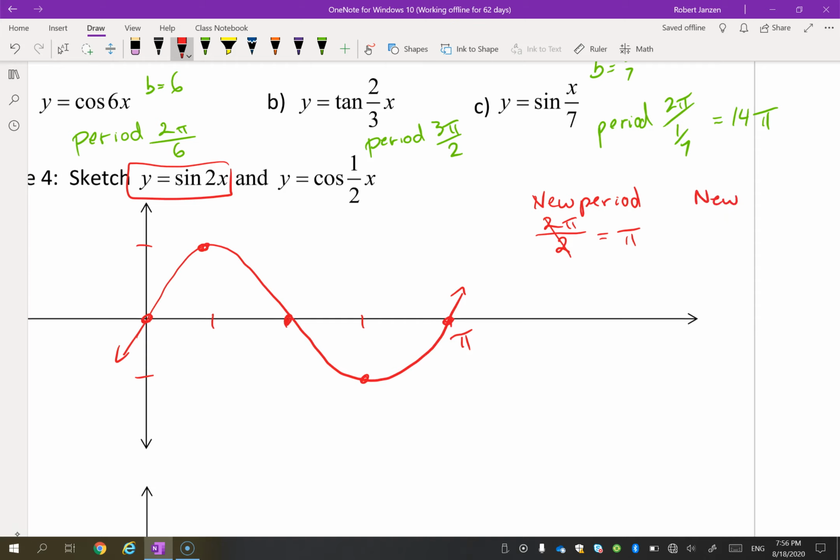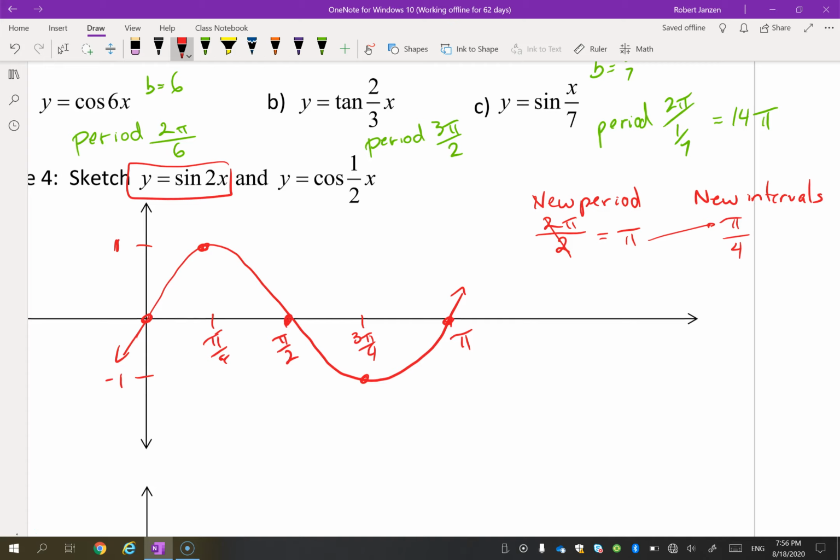And then the new intervals, remember there are always 4 intervals. So I'm going to take the new period, which is pi. I'm taking pi and dividing it by 4. So this is going to be pi over 4, 2 pi over 4, which is pi over 2, 3 pi over 4, and 4 pi over 4, which is pi. My amplitude is 1 and -1.